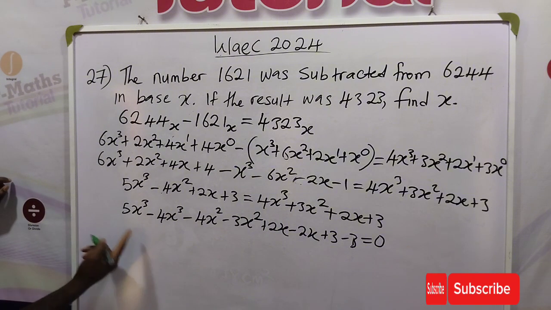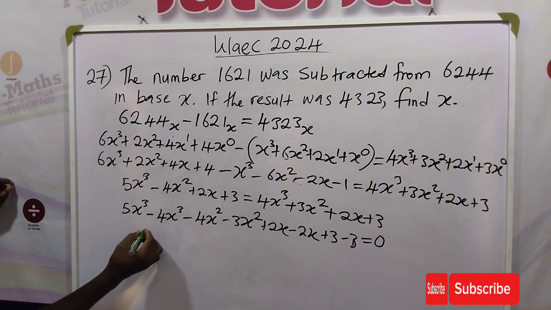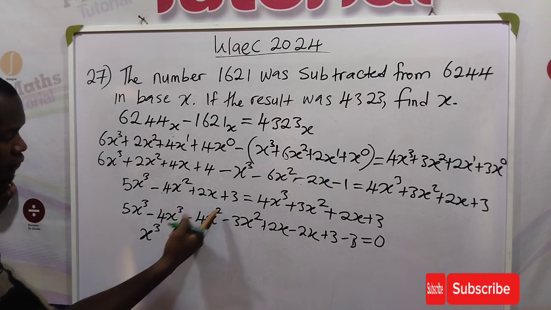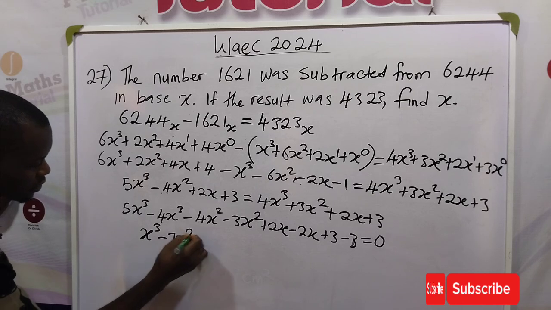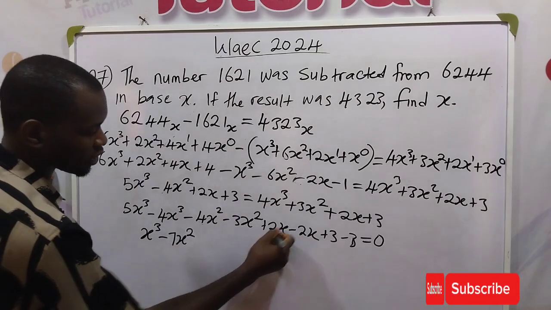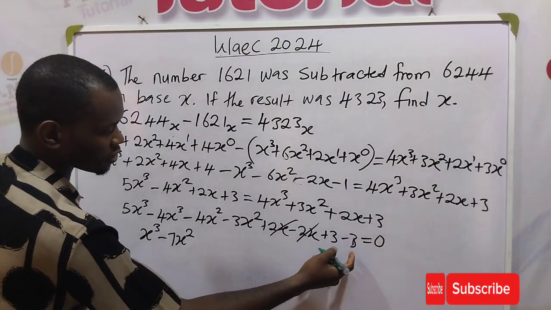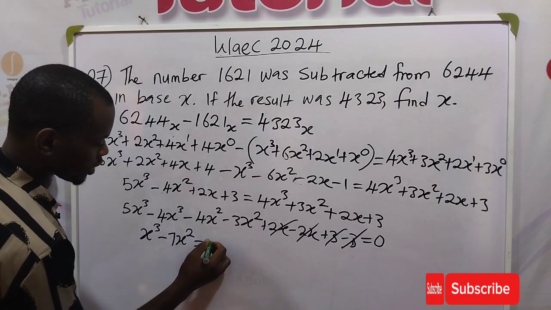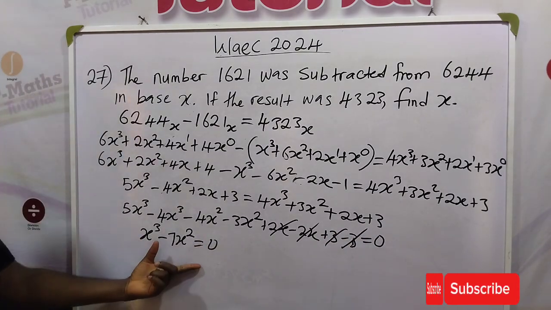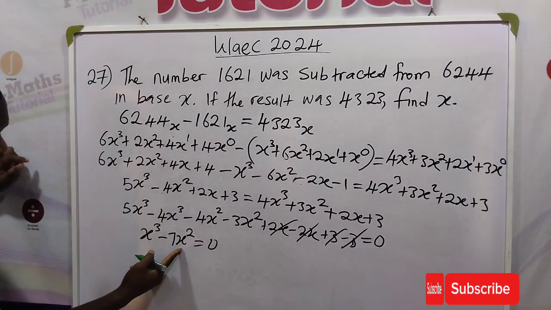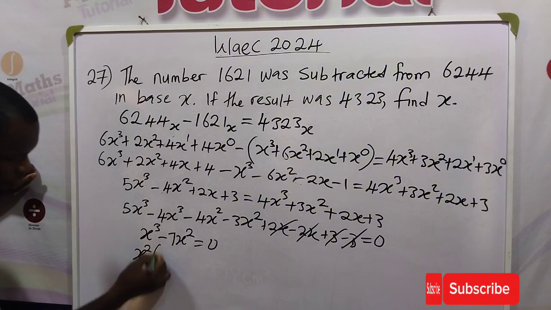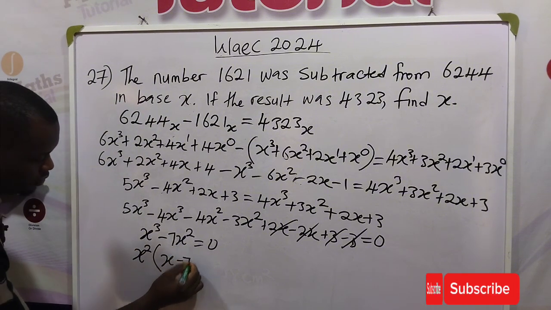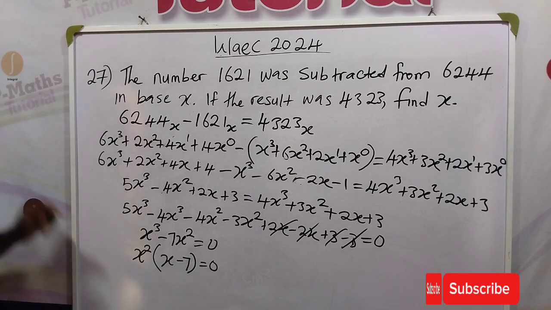So the next thing I want to do is subtract. 5x cubed minus 4x cubed will give me x cubed. Then minus 4x squared minus 3x squared gives minus 7x squared. 2x minus 2x is 0. 3 minus 3 is 0. So all we have is this. Let's factorize and simplify. X squared is common. I'll bring x squared outside, so that we now have x minus 7 equals 0.